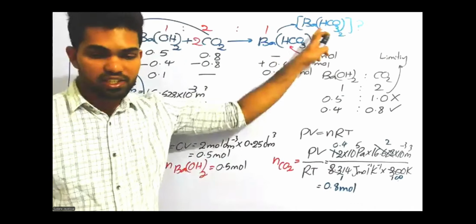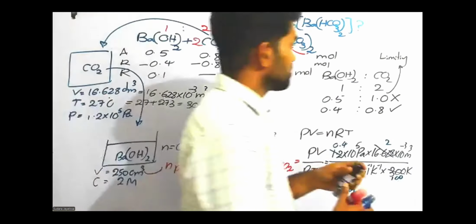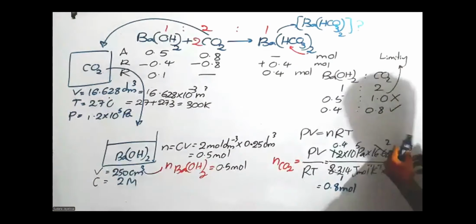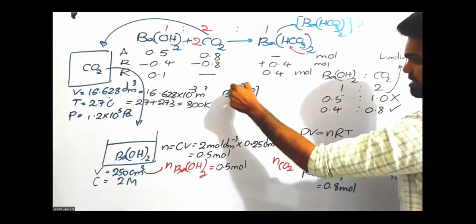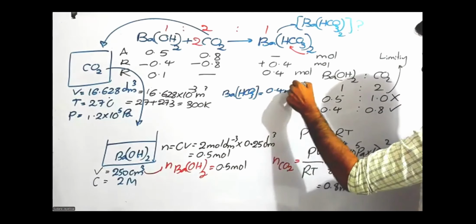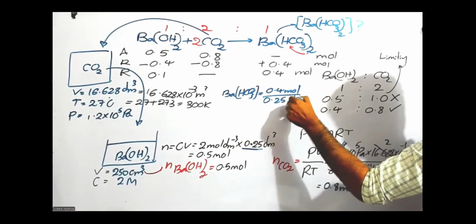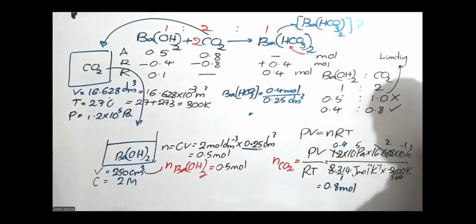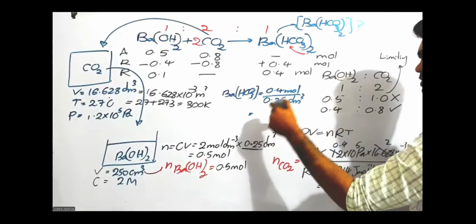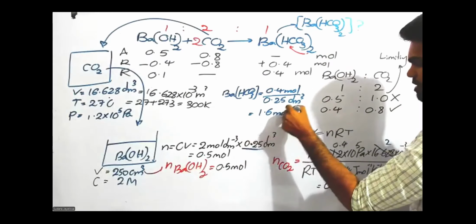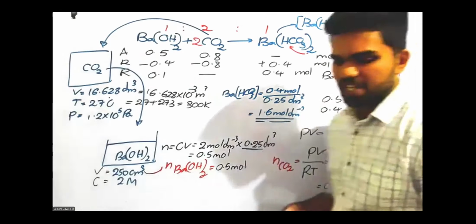They ask for the concentration of barium bicarbonate. Okay, to find the concentration, we need the number of moles. So we know the number of moles. What is the number of moles? 0.4. Okay, so for the barium bicarbonate concentration, divide this 0.4 by total volume. Total volume is 0.25 decimeter cube. Right, so this is 1 over 4, so 4 upstairs gives 1.6 moles per decimeter cube. Okay, so this is going to be the answer.